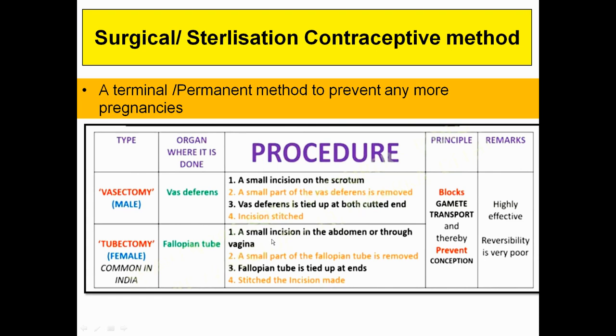Next is the fallopian tube: a small incision in the abdomen or through the vagina. A small part of the fallopian tube is going to be removed, the fallopian tube is tied at both ends, and the incision made is stitched. First of all, it blocks gamete transport and thereby prevents any chances of fertility. Next, it is highly effective, and reversibility is very, very poor. If the person wants to reverse the act or wants to have a baby, the chances are very less.